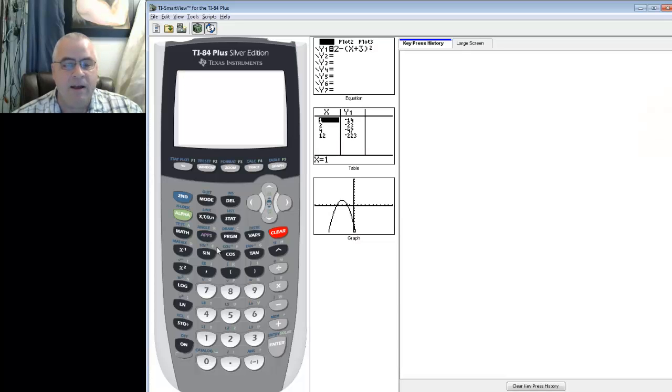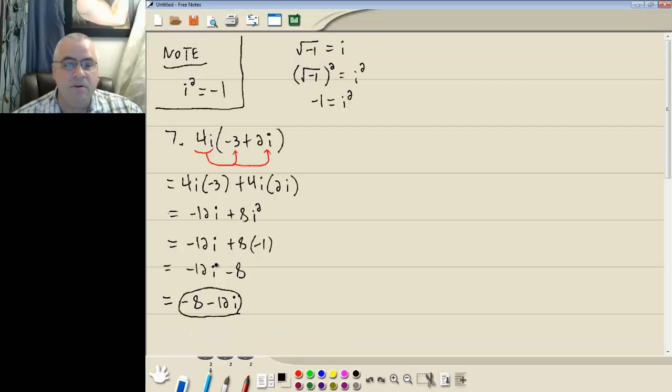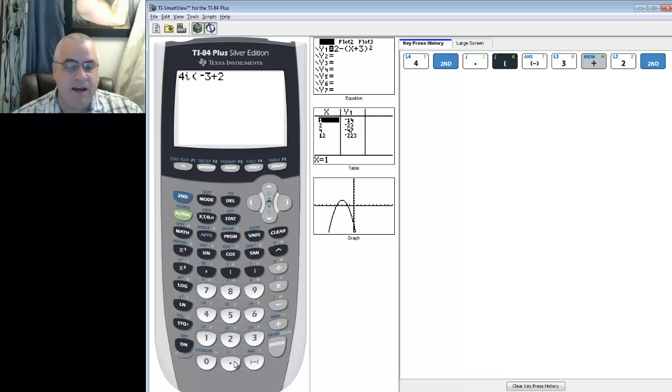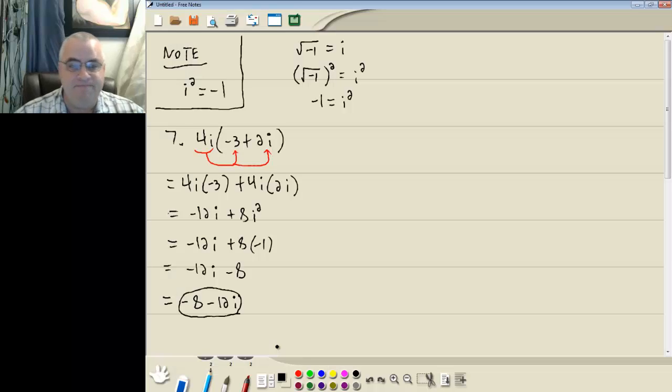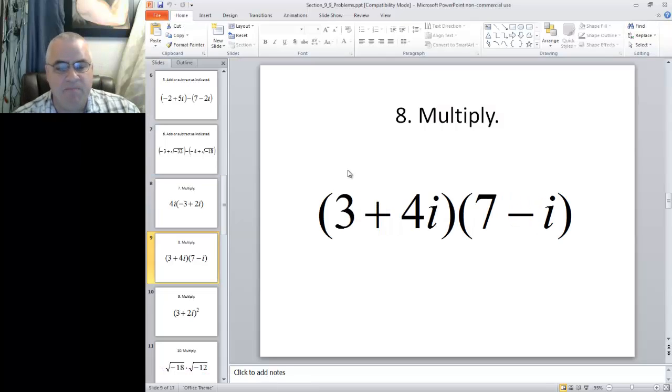So we've got 4i, so do 4 and then second decimal. Beginning parentheses, negative 3 plus 2, then second decimal for the i, closing parentheses, enter. And that gives us our negative 8 minus 12i. Okay, let's look at the next problem.